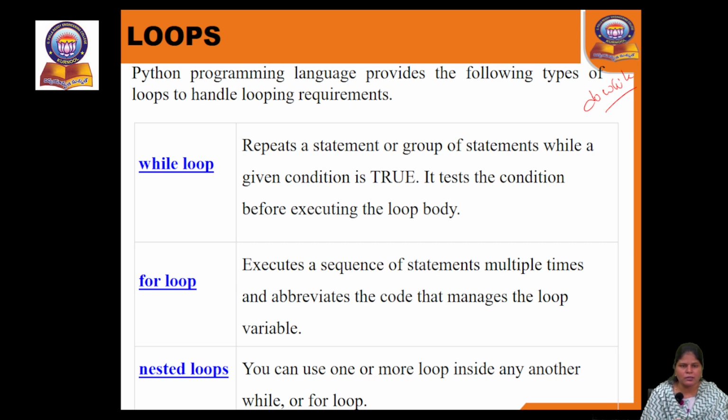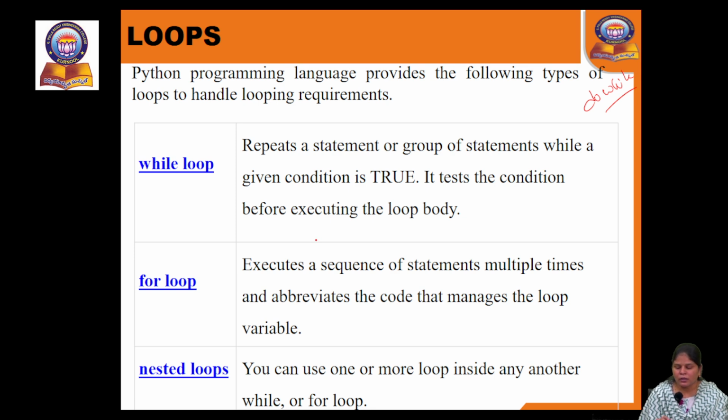There might be some differences between while and for. What is the while loop meant for? It is mainly meant for repeating a set or group of statements while a given condition is true. Whenever the condition is true, the group of statements will be executed. Based upon that condition only, the set of statements will be executed. If the condition is not true, then the statements will not be executed at all.